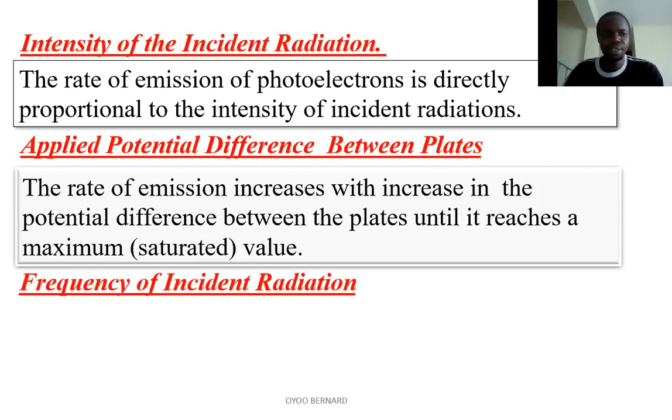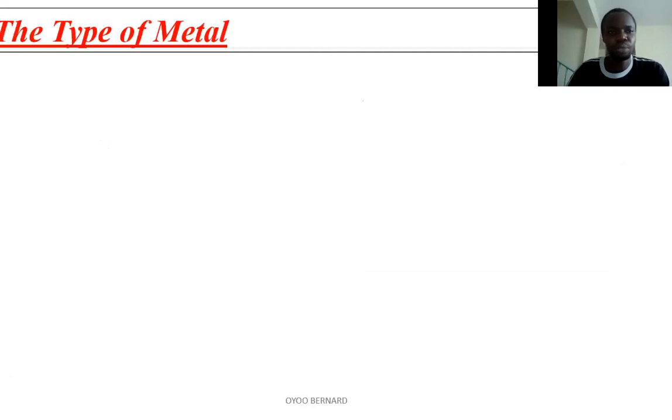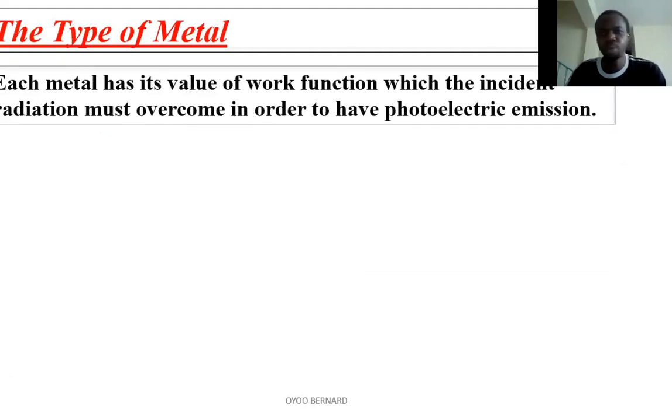Frequency of incident radiation. So I think this is what will affect the work function, and we can say that each metal has its characteristic work function, hence a characteristic minimum frequency for photoemission. So that has to be overcome for photoelectrons to be emitted from the surface of a metal. Then lastly, we have the type of metal. Each metal has its value of work function, which the incident radiation must overcome in order to have photoelectric emission. I think that's the last simulation that we saw from PhET.